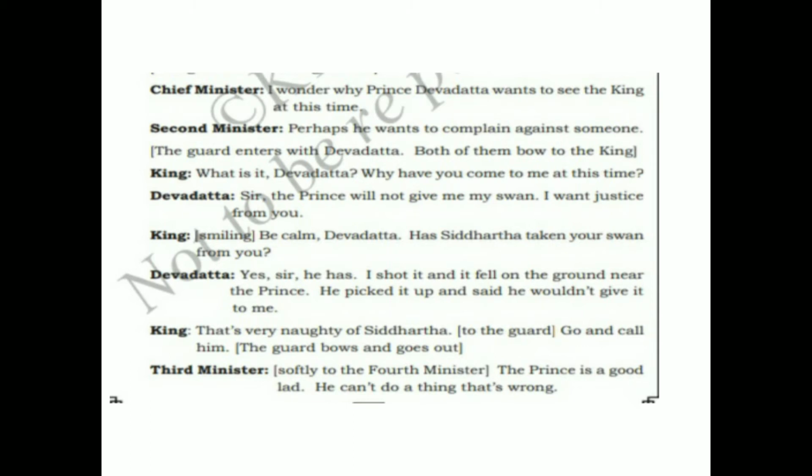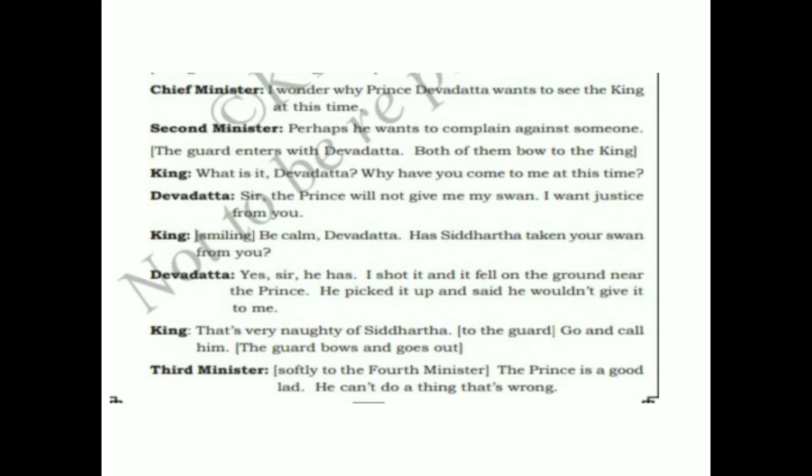The king, smiling, says, be calm. So the king came to know that the brothers are having some confusion. Okay, don't get angry. Be calm. Devadatta, has Siddhartha taken your swan from you? The bird, the swan is a bird, from you. So Devadatta says, yes, sir, he has. He shot it and it fell on the ground near the prince. He picked it up and said he wouldn't give it to me.